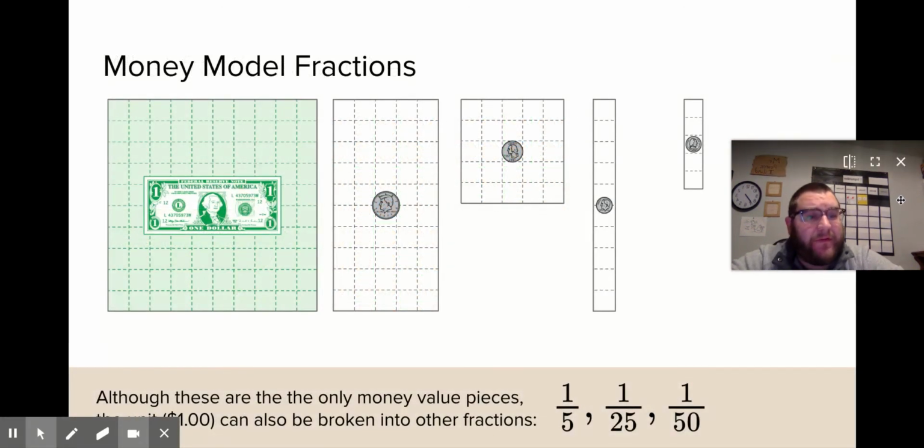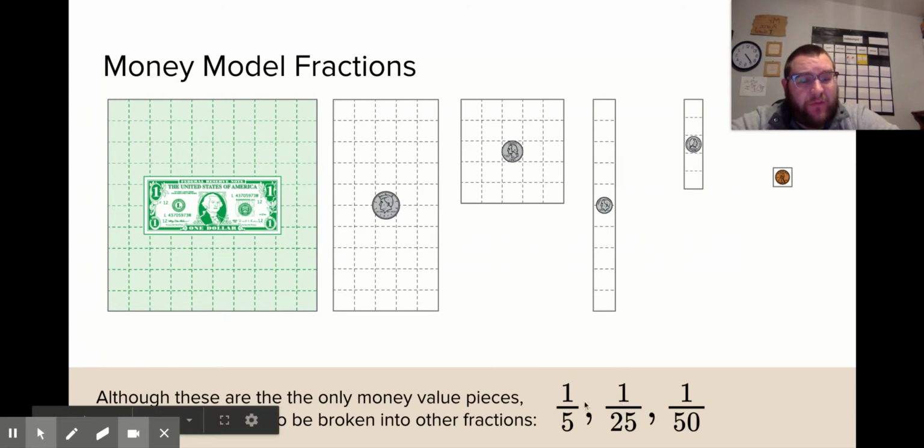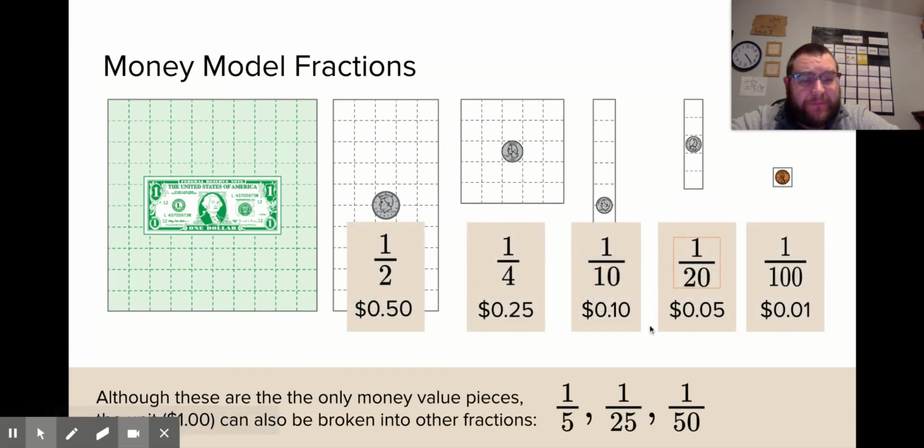So how does that help us solve fraction problems with money? We don't have pieces for a fifth of a dollar. We don't have a piece for 1/25th of a dollar or 1/50th, but you could still break a dollar into these equal parts, and that's something we'll take a look at as we get into this unit. But how does knowing what the coins are equal to help us solve problems?